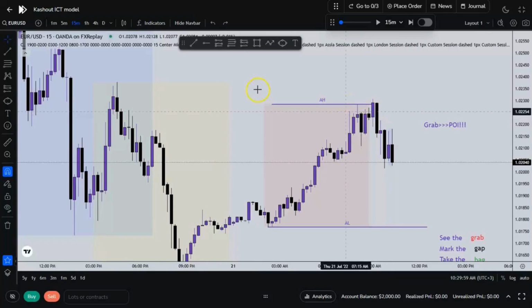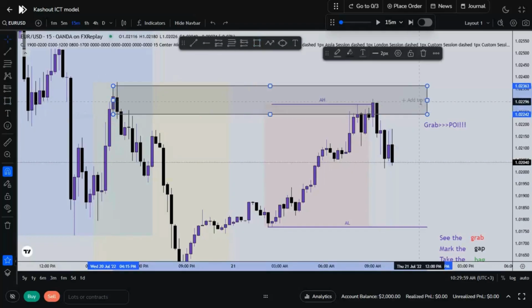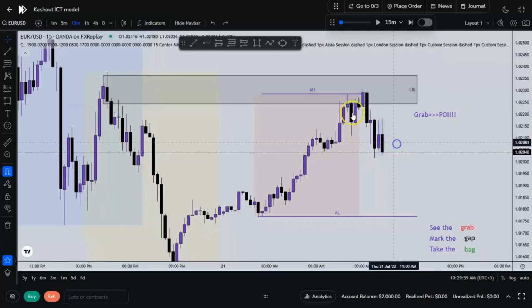So which point of interest do you think we have here? A point of interest we have is when you track on the left side, you can see that we have an unmitigated order block here. You track it this side, yeah, we have an order block right here. We mark it as our order block, meaning price is supposed to mitigate this order block and then move down.